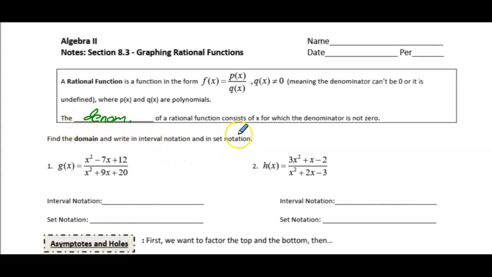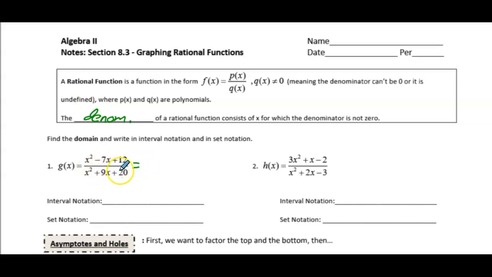So for the domain of this function, we're going to find what is not in the domain, because whatever makes the denominator equal to 0 will not be in the domain. So we set the denominator equal to 0 to find our intervals. It's everywhere it is not undefined.